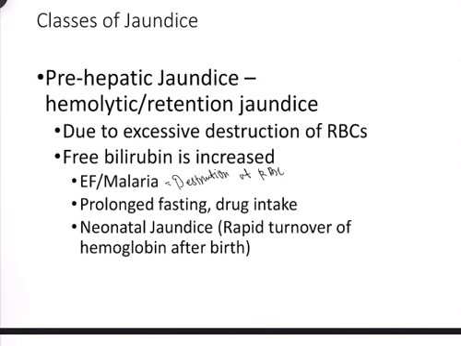Prolonged fasting or drug intake. Neonatal jaundice, or rapid turnover of hemoglobin after birth. Your neonatal jaundice is a normal phenomenon, but if the infant doesn't normalize within 4 days, then there is something wrong with regards to the liver. Possibly the baby's body cannot cope with the degradation of bilirubin, so there is an increase in bilirubin.